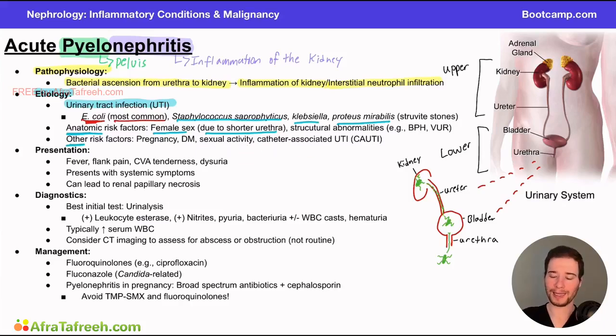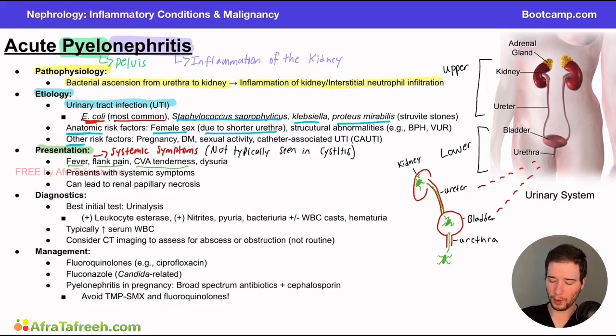Now, when we talk about the presentation here, there are a lot of similarities with cystitis, but I want to focus on the differences here. So fever, flank pain, CVA tenderness. I would say these are systemic symptoms. And this is an important contrast because these are not typically seen in cystitis, right?